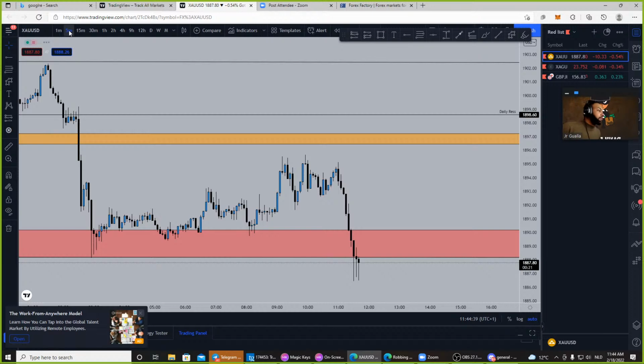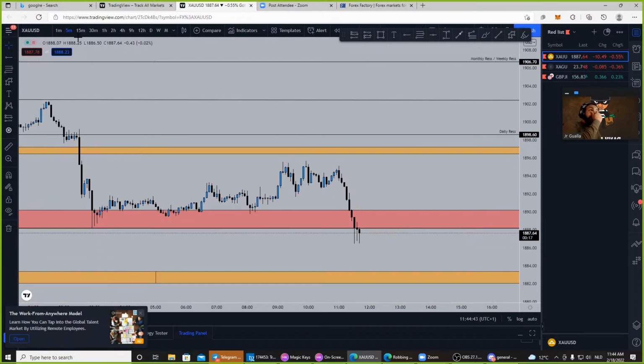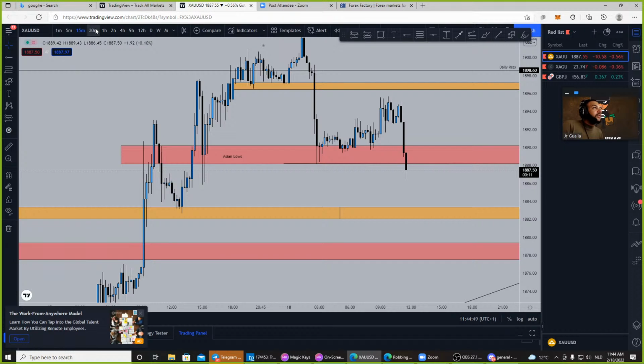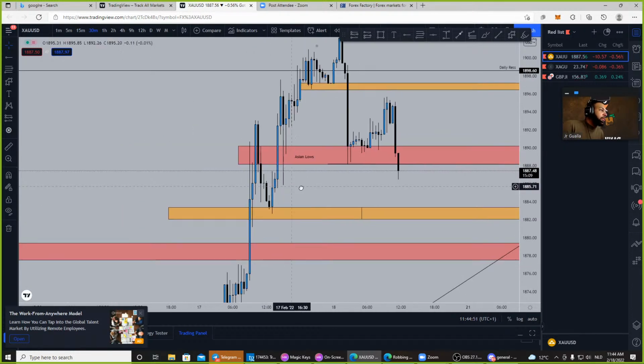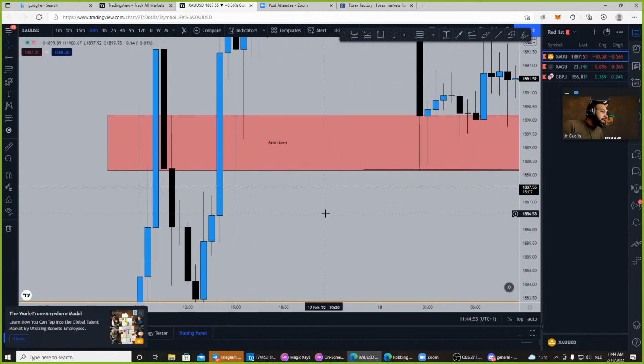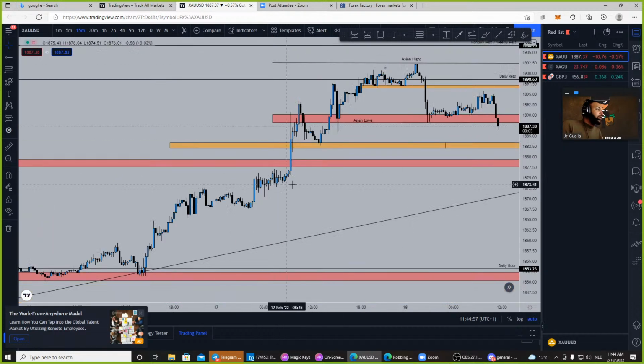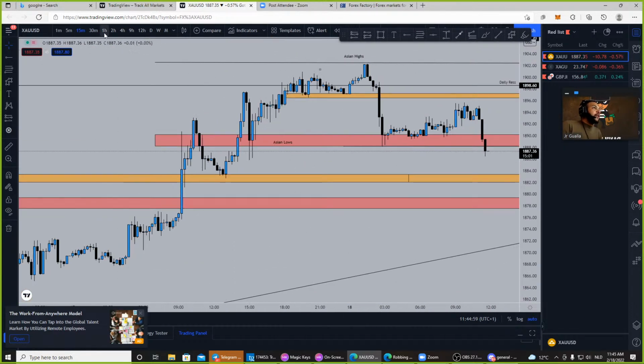Yeah, so look at that. It's rejecting, man. 5 minute time frame. Where is it rejecting off of? I'm telling you, gold has been respecting smaller time frame zones. It's insane. It's been respecting the 30-minute and the 15-minute like crazy. You know what I'm saying?